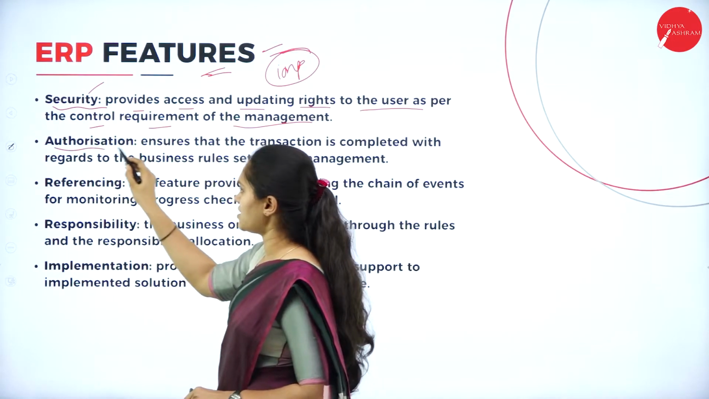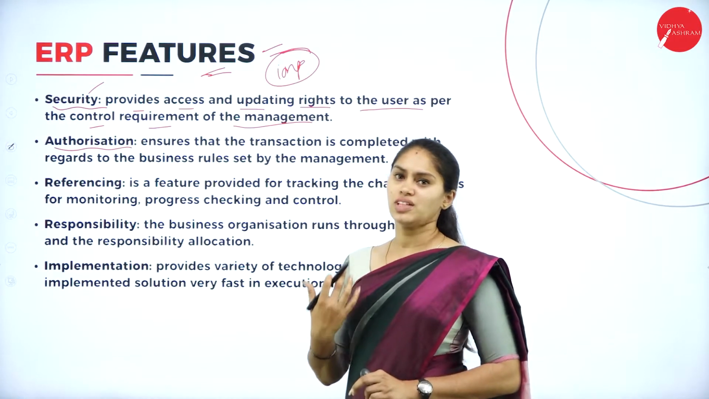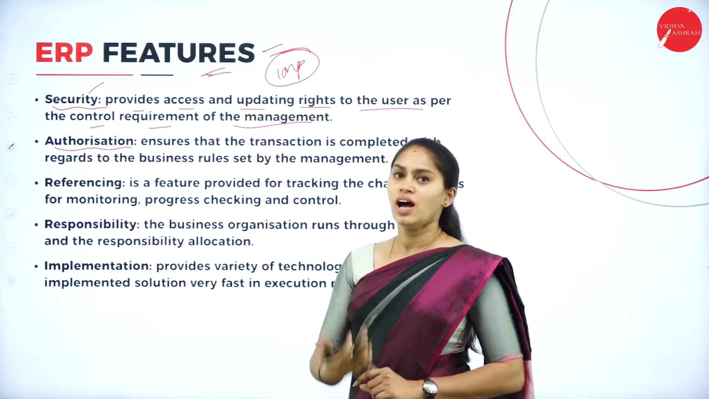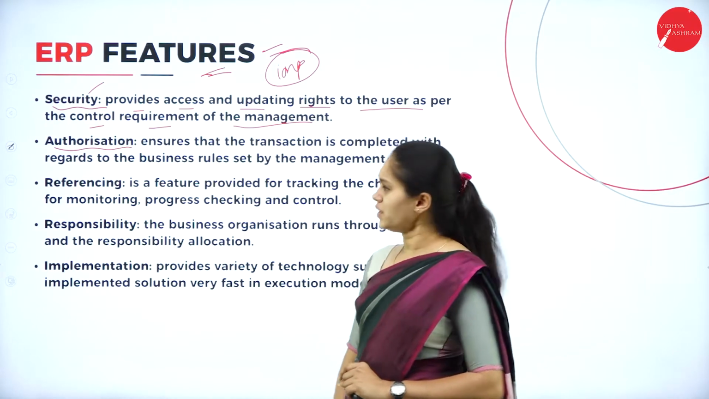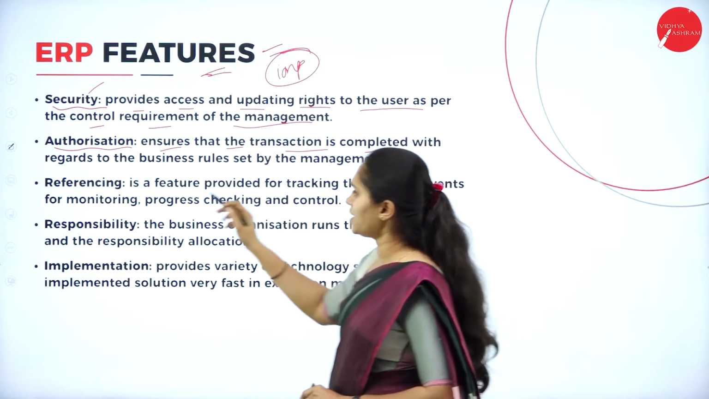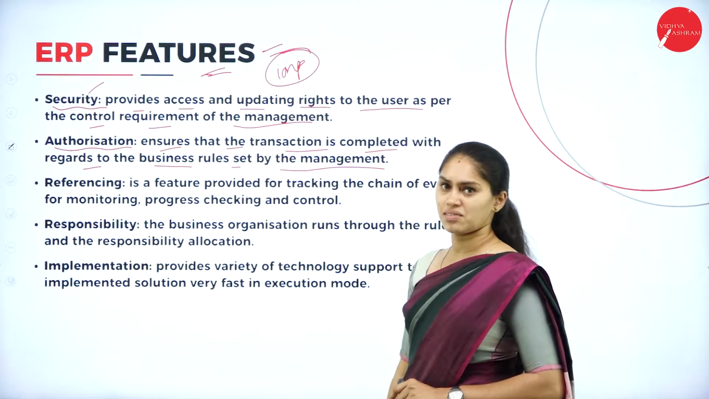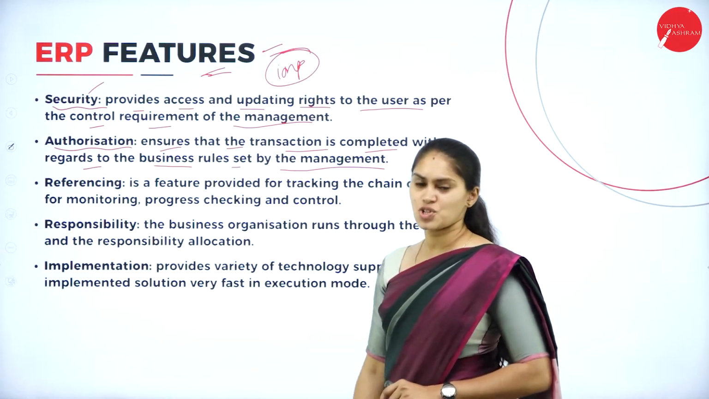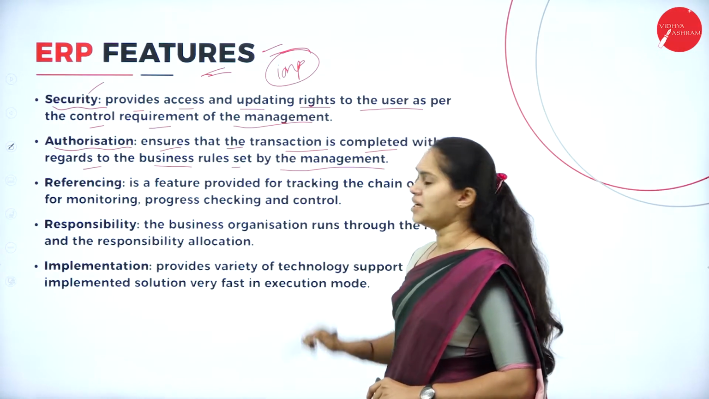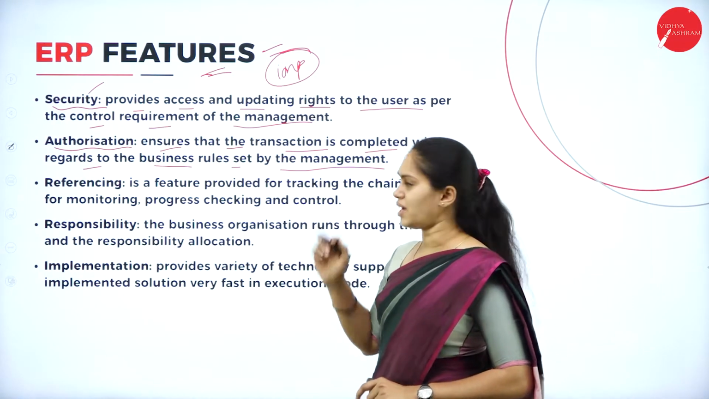Then authorization. It mainly obeys the rules and regulations of the organization. It is going to uphold the authority of the organization. So this ensures that the transaction is completed with regard to the business rules which are set by the management. It is going to take care of the transaction as per the requirement of the management, as per the rules set by the management.